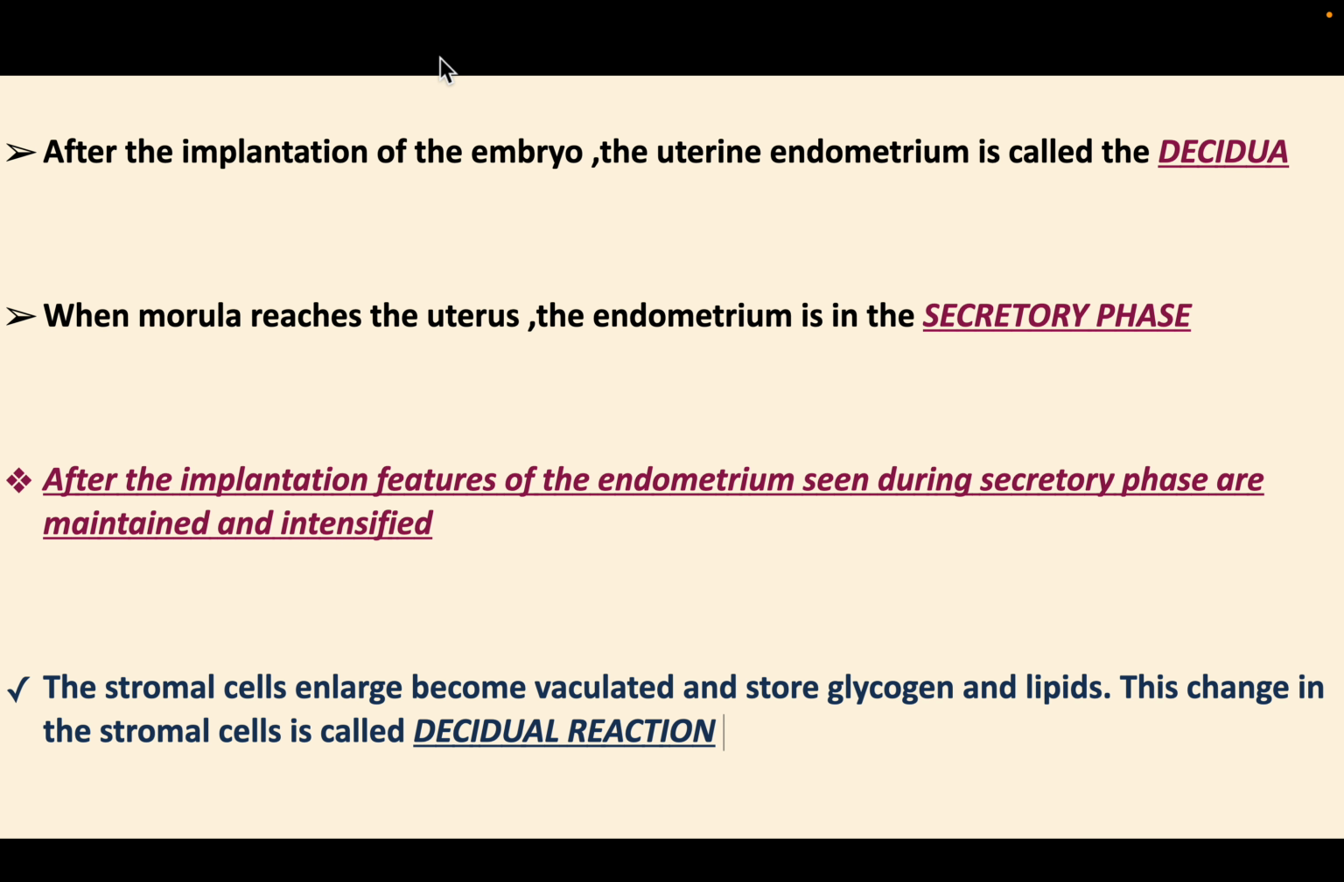Now, after the implantation of the embryo, the uterine endometrium is called as decidua. When morula reaches the uterus, the endometrium is in the secretory phase. After the implantation, features of the endometrium seen during secretory phase are maintained and intensified. The stromal cells enlarge, become vacuolated, and store glycogen and lipids. This change in the stromal cell is called as decidual reaction.